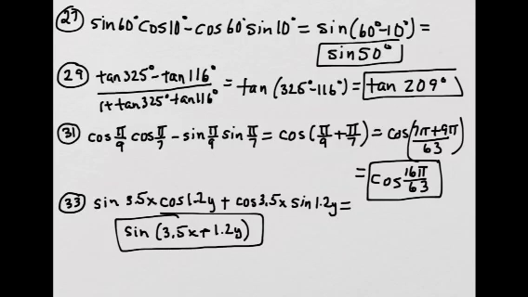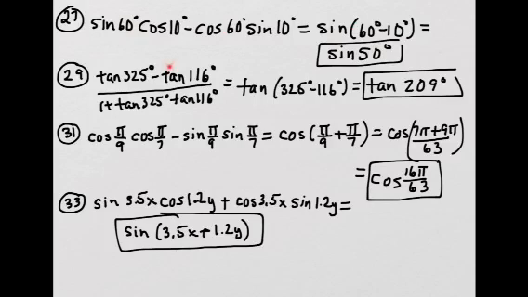Alright, so for 27 through 33, you're matching this with one of the functions. Here, this matches the sine formula, sine A minus B. And that's what you see right here, where A is 60 and B is 10. So when you subtract, you get 50, and that's all you can do. That's all they ask you to do for this one, actually.